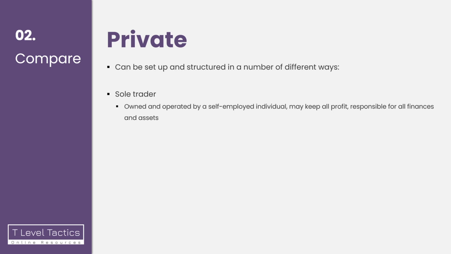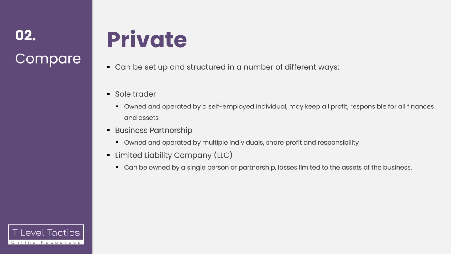You could also go into business with someone else as a business partnership. This is similar to a sole trader, but just where there's multiple people who have invested in the business. They'll take equal share of profit, depending on how you've agreed it, and responsibility for the business as well. Now, you can also set businesses up as limited liability companies or limited liability partnerships if there's multiple people involved. This separates the business from your personal assets. It means that if you incur any losses, then it's limited only to assets owned by the business.